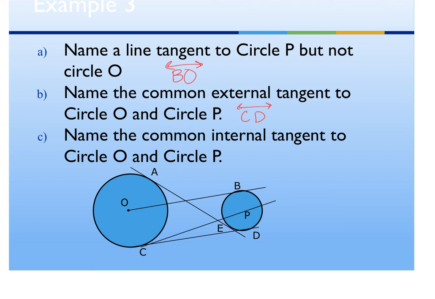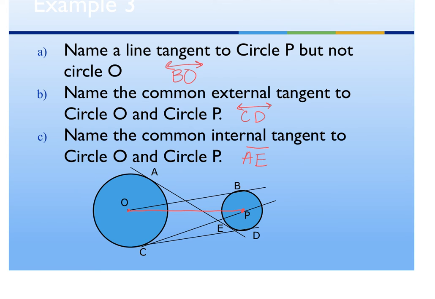And this should be a line. And name the common internal tangent to circle O and circle P. What's that? CP, nope, because remember CP goes through the middle. So we have to find a line that crosses this one in red, but is tangent to both. AD, very good. Or AE, very good.